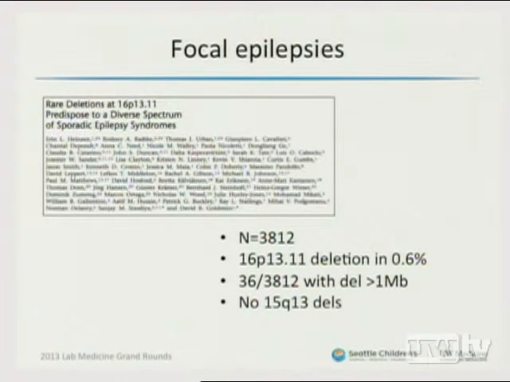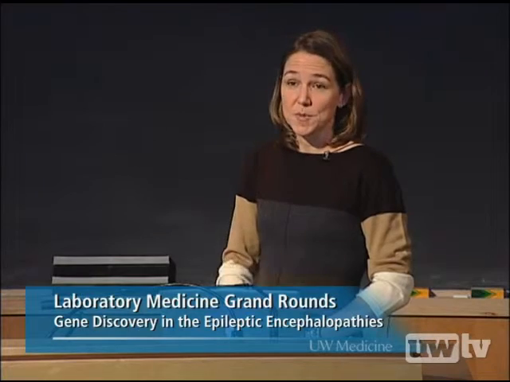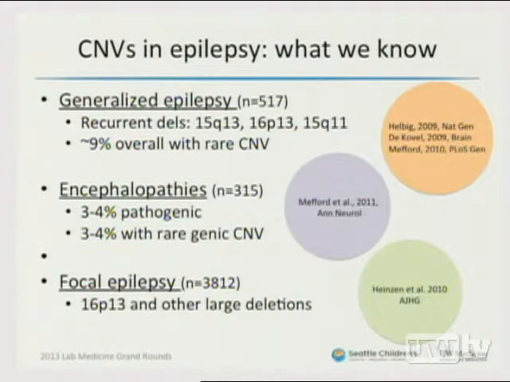So this is not our study. This is just a large study from a group at Duke looking at focal epilepsies. So again, doing the same type of study, looking for copy number variants in focal epilepsies. And they find basically the same thing, that large copy number variants are important in this disease. And again, they didn't find any deletions of that chromosome 15 region, further confirming that that is specific for a subtype of epilepsy. So just to summarize what we know so far about copy number variants in epilepsy, I hope I've convinced you that they're important for the etiology of disease, and they're important across a broad spectrum of epilepsy subtypes: generalized, focal, and epileptic encephalopathies.